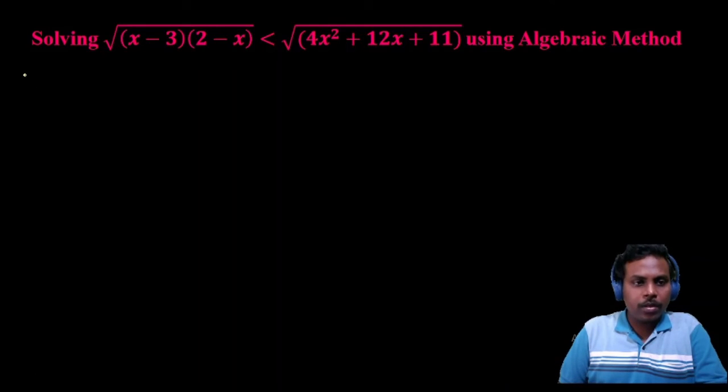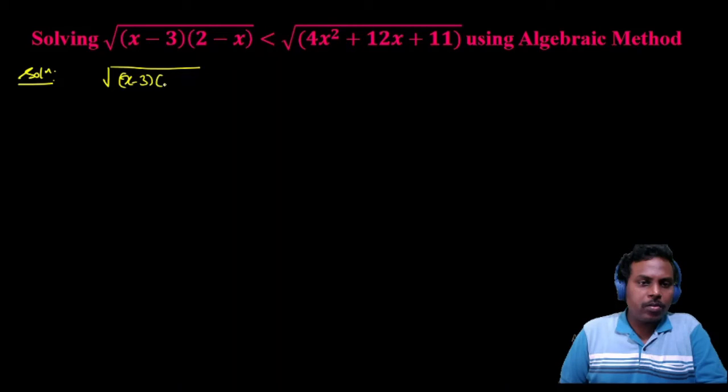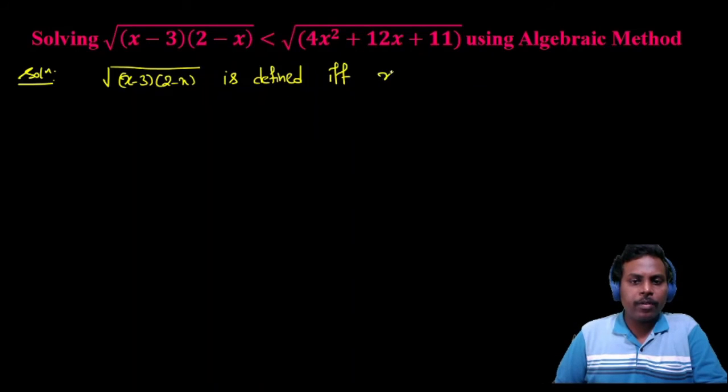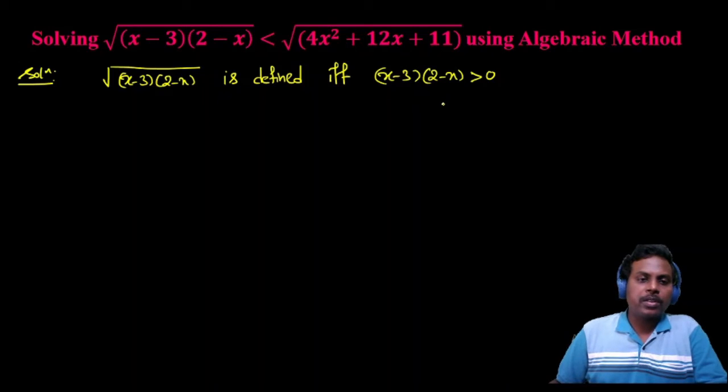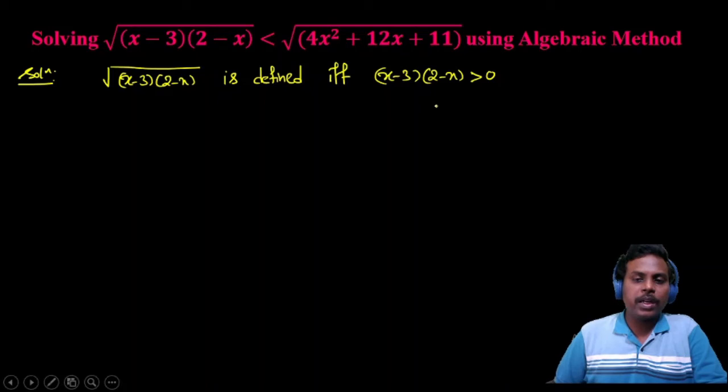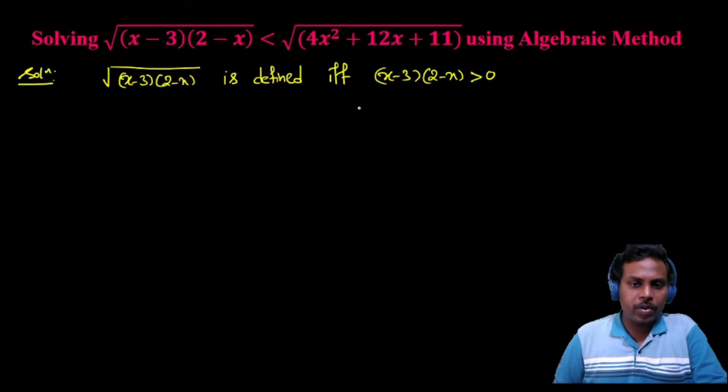Here is the solution. First of all, this quantity must be defined. So root of (x minus 3) into (2 minus x) is defined if and only if (x minus 3) into (2 minus x) must be greater than or equal to 0. This we have seen in the first year functions chapter. Under root some function, when is it defined? That function must be greater than or equal to 0.